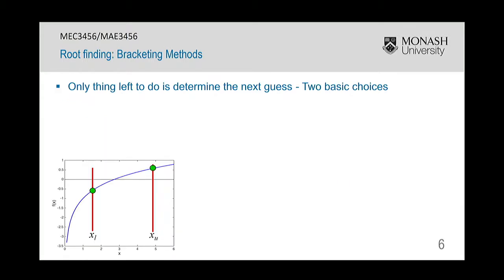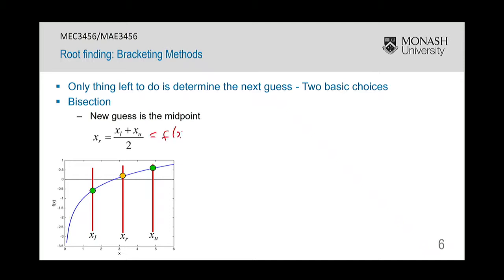The only thing left to do now is to determine the next guess. We have two basic choices in how to do this. The first is known as the bisection method, where we choose our new guess as simply the midpoint of xl and x upper. And so that's that point there. And as a functional form, we just say that xr is equal to 1/2 of xl plus xu. And this here is this function of xl and x upper that I was talking about before. Okay, that's the bisection method.